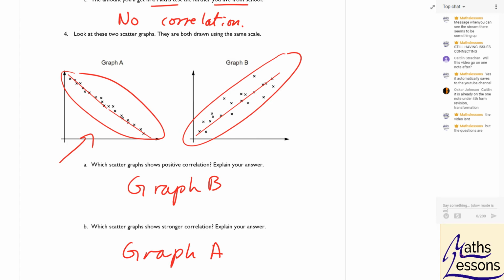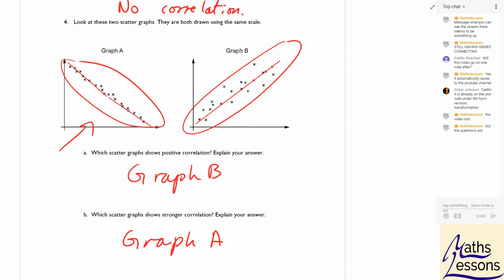So anyway, that's pretty much everything you need to know about correlation, whether it's positive, negative, no correlation, and how to tell if one is stronger than the other.